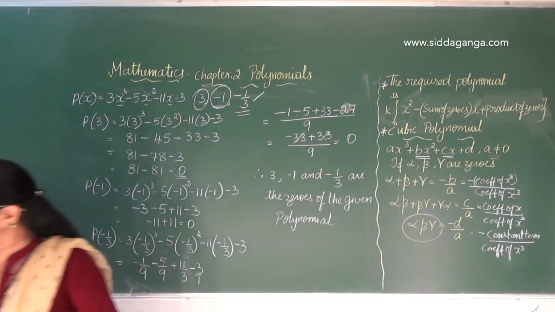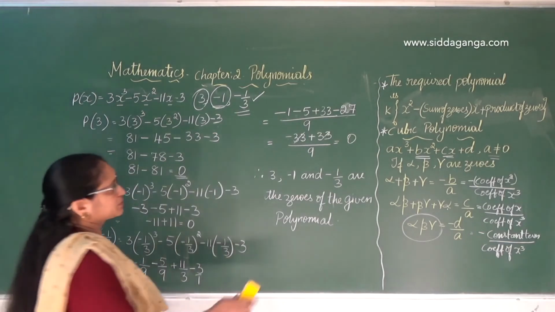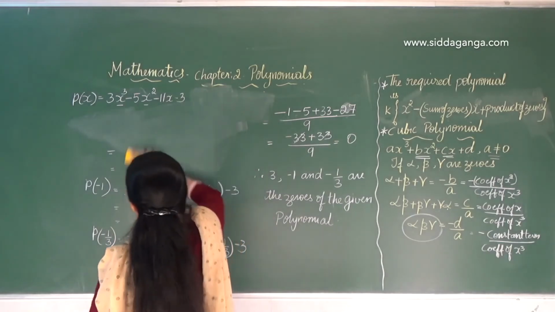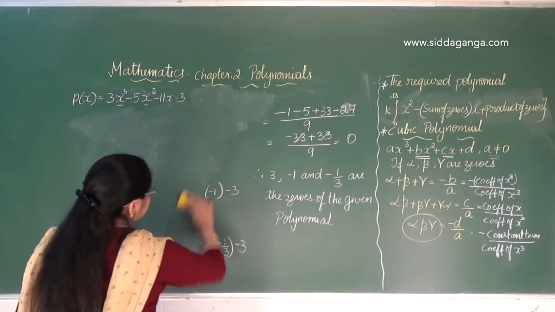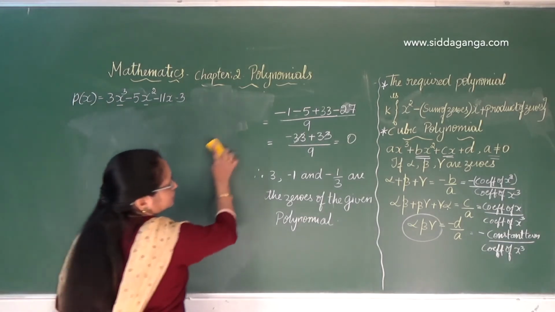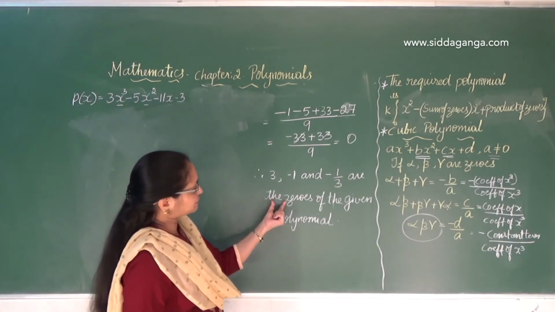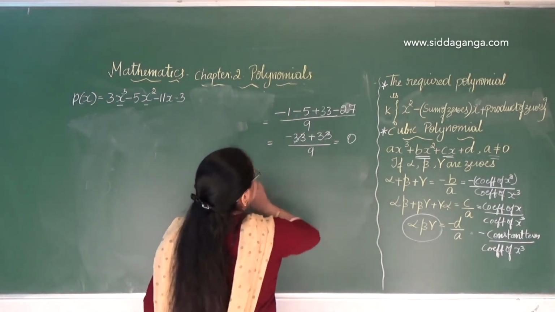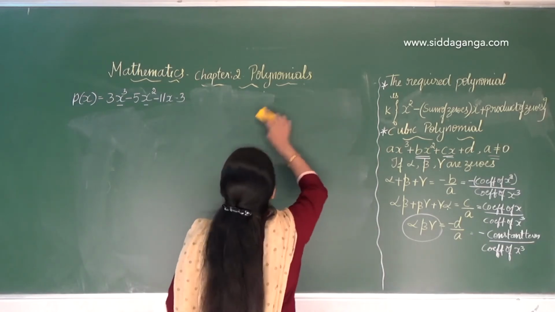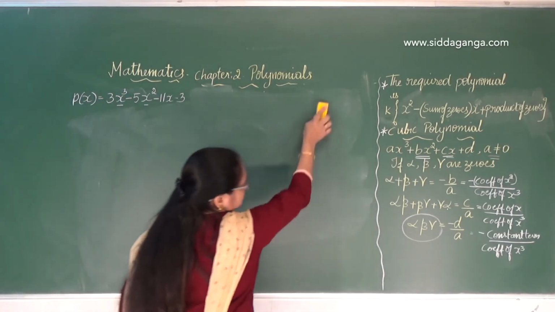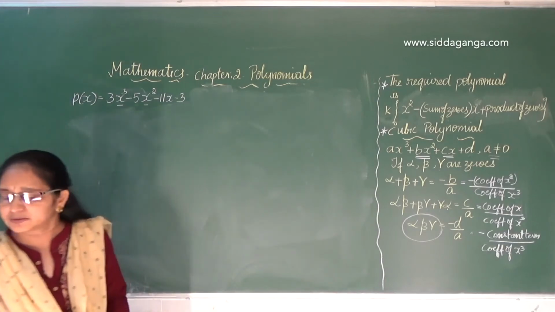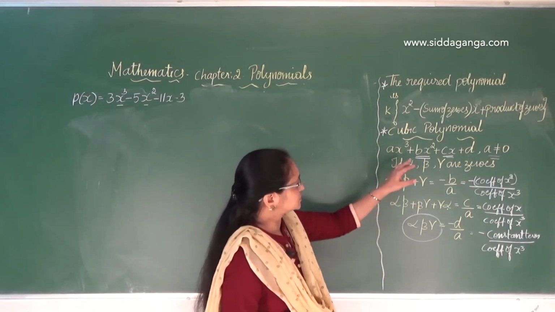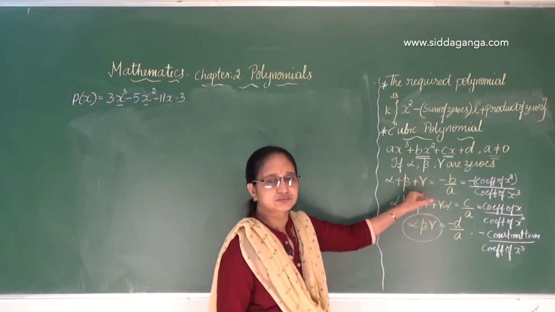Now, what is the next step now? Next, what you have to do is, I hope you understood this first part of the problem, that is you are verifying whether these three are the zeros of the polynomial. Okay, now let us find out the relationship between the zeros. You have to verify the relationship between the zeros of the polynomial. So, for that we have to use this.